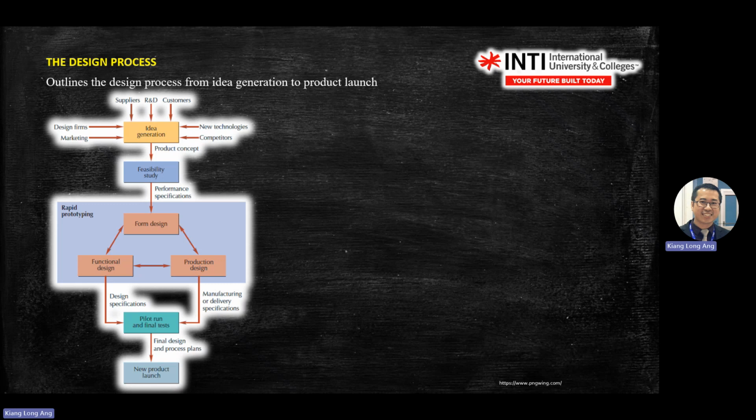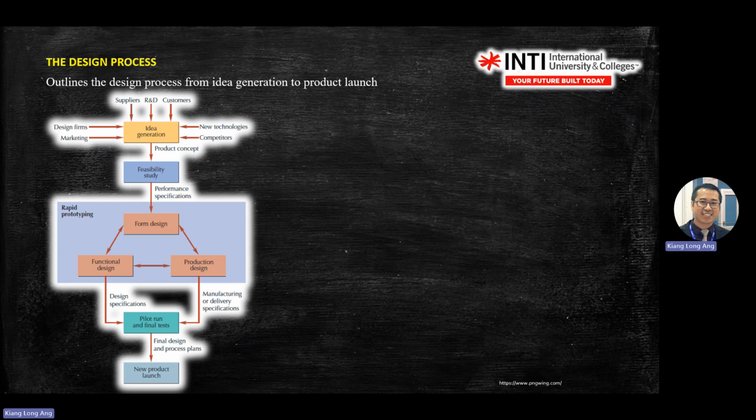If in your answer you only write "specification", you don't get marks. I put a question mark: what specification? Then the design spec and the manufacturing spec combine, and you go to the final test. You test this one after fabrication. Fabrication, then go to test. So you have a pilot test and final test.